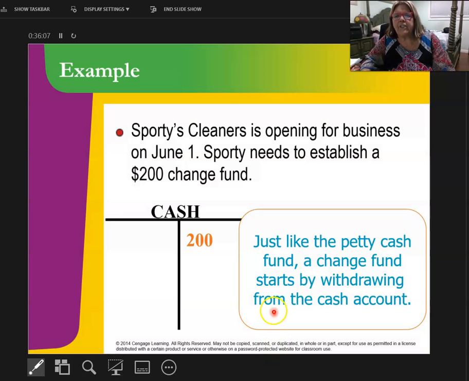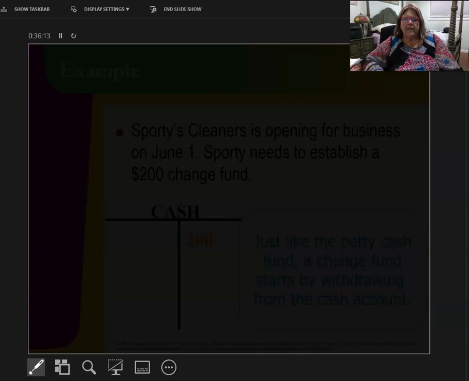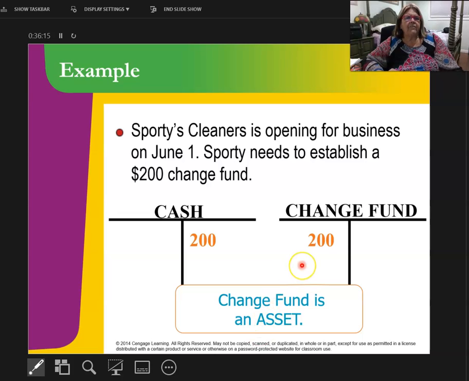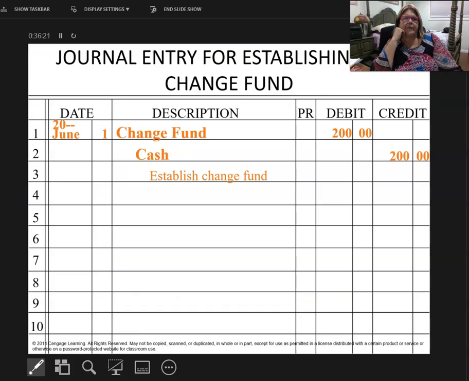So I'm establishing a change fund of $200. I'm going to take it out of my cash, which is credit. It's like a petty cash, and I have an account called Change Fund, $200. This is an asset account. Okay? And so here's establishing just a change fund. So every day I start with $200 in my cash register.